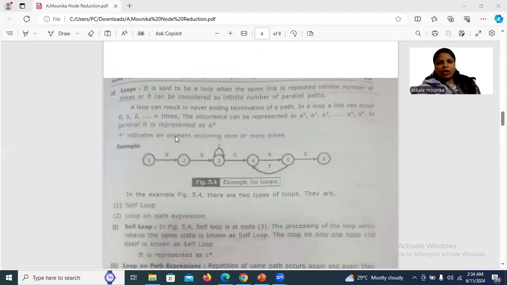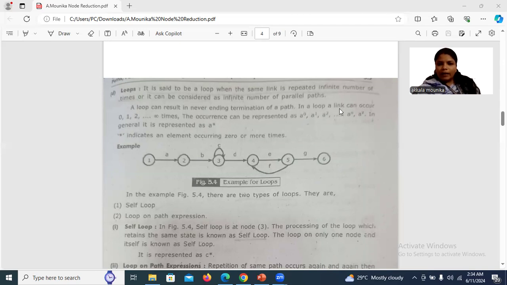Next, what is the meaning of a loop here? It is said to be a loop when the same link is repeated an infinite number of times. When it is repeated an infinite number of times, that is known as a loop. Or it can be considered as an infinite number of parallel paths also. A loop can result in a never ending termination of the path.